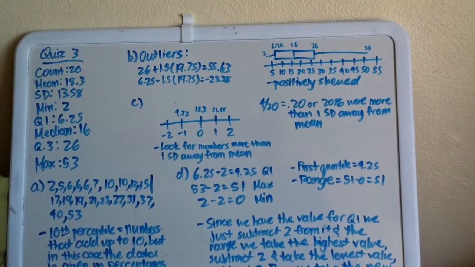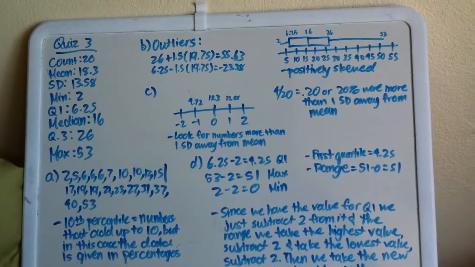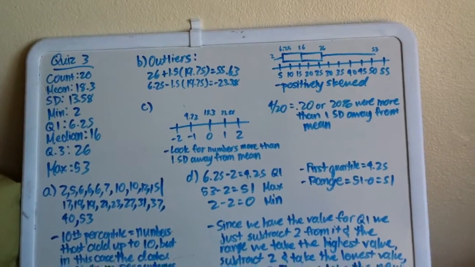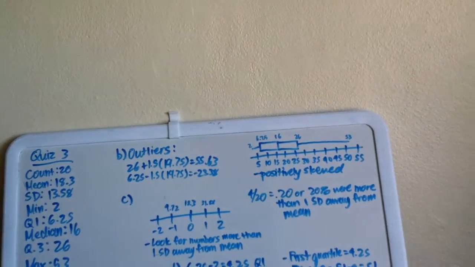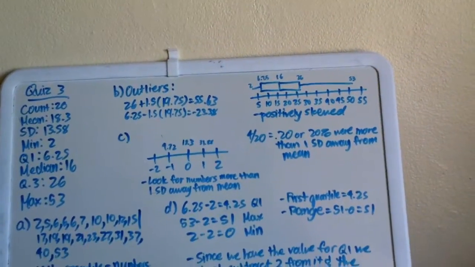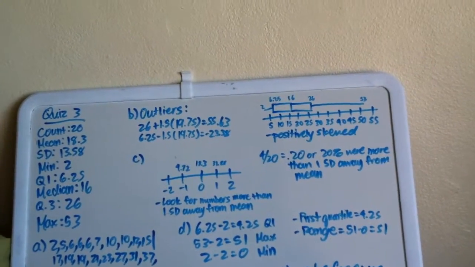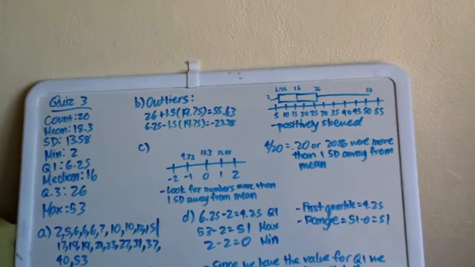negative 23.38. And how I found the 19.75 was that I found out the IQR was 19.75.